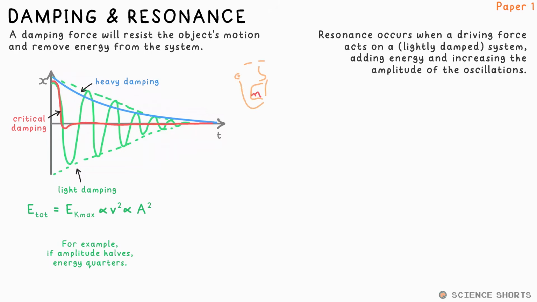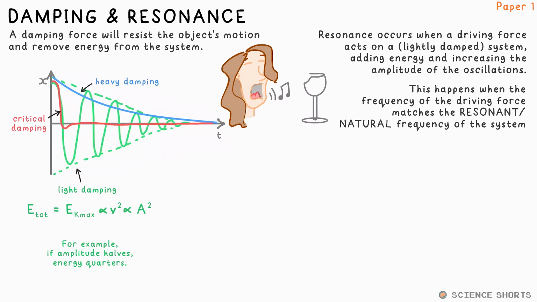Resonance is the opposite. It's when an external force is driving the oscillations, increasing the amplitude, adding energy into the system. But we do have to add the caveat that this only happens when a system is lightly damped. Maximum resonance occurs when the frequency of the driving force, the driving oscillations, matches that of the natural or resonant frequency of the system. That's the frequency it would oscillate at without the driving force. The driving force frequency can also be a multiple of the natural frequency, and you'll still get substantial resonance.